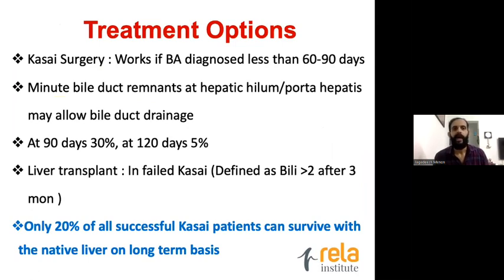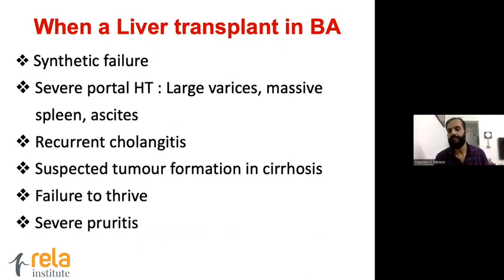So Kasai surgery will work if biliary atresia is diagnosed in less than 60 to 90 days and when it is offered then. For more than 100 to 120 days, the clearance rate is extremely low. Liver transplant is offered when the child has a failed Kasai. That means the bilirubin is still more than 2 after 3 months of the Kasai surgery. It is an interesting finding that 1/5 of all those children who undergo a successful Kasai can survive up to 20 years with the native liver.